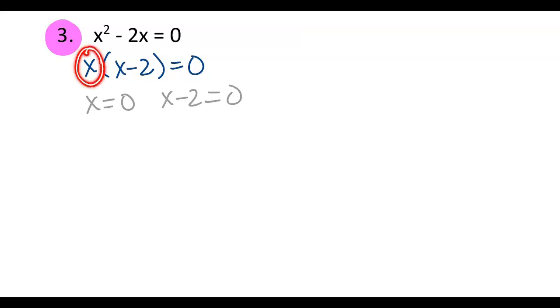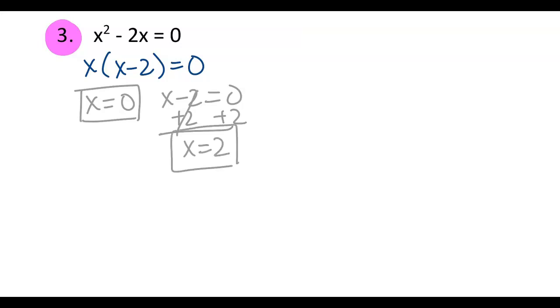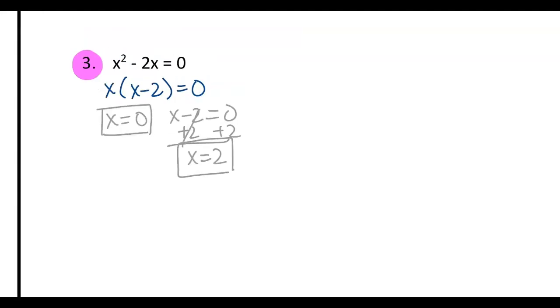This X is not a binomial. However, you need to set this equal to 0 because 80% of my students will forget to put this as their answer. X equals 0 is one of your solutions. The other solution is 2. So there's 2 answers that I want to see here.